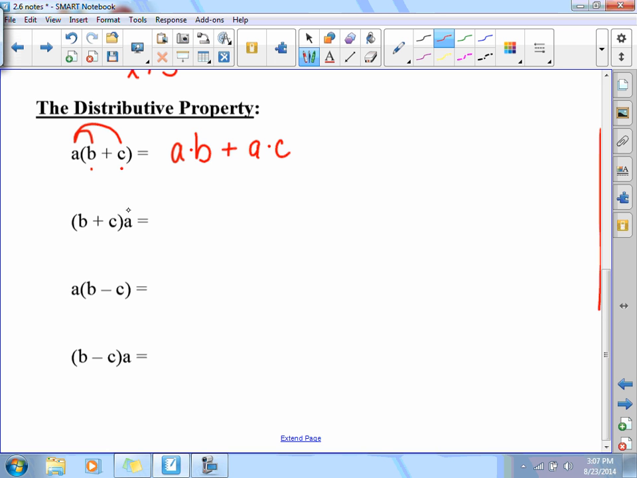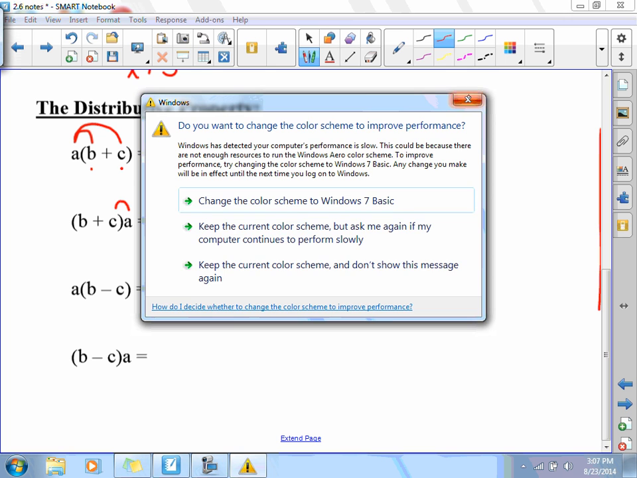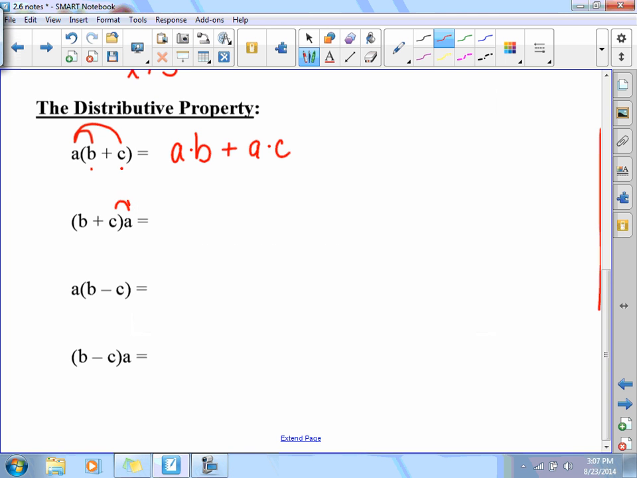And this works the same when you have the A, sorry about that, written behind the parentheses as well. We can have A times B plus A times C. So these two expressions are exactly the same, and you can even rewrite it. If you don't like the A being written behind the parentheses, rewrite it so that it's written in front of the parentheses. That's totally legal to do.